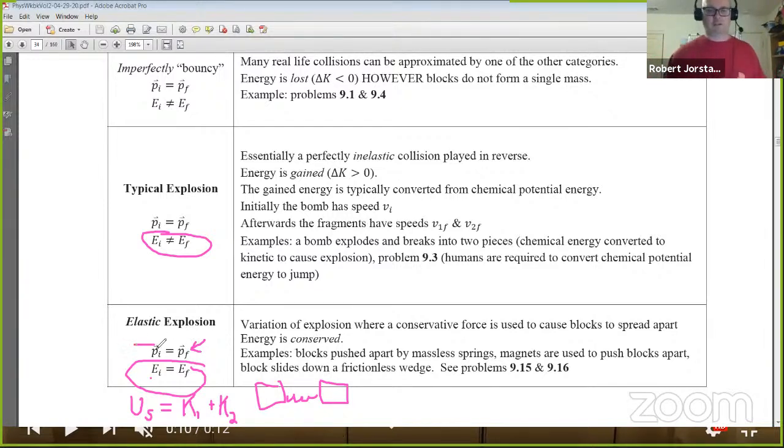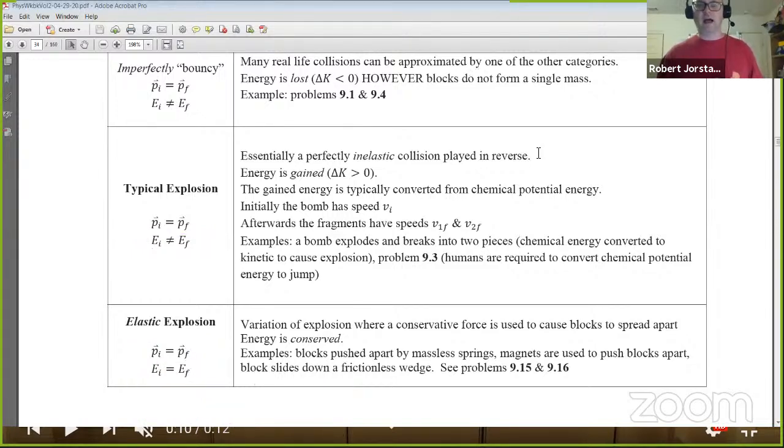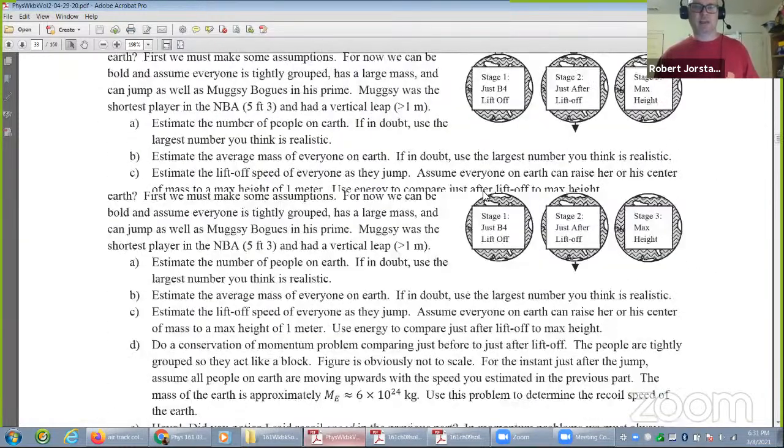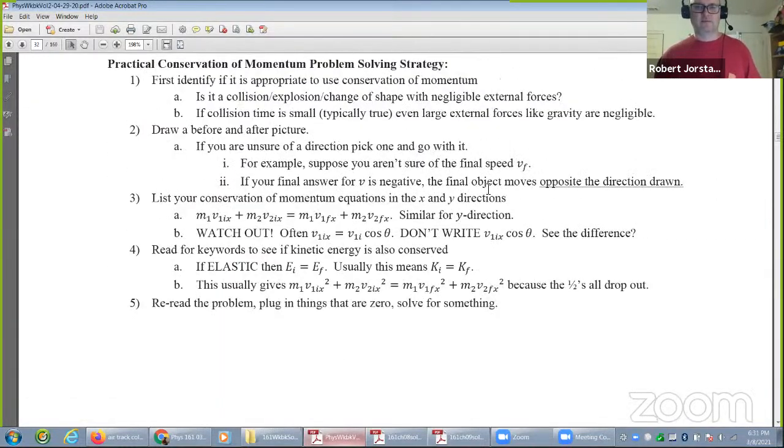But notice all of these had conservation of momentum. That is the thing that is common to all of the different pictures and videos I've been showing you for the last hour. Momentum is conserved. If you want to know how to handle these problems, that is what I was saying right here.